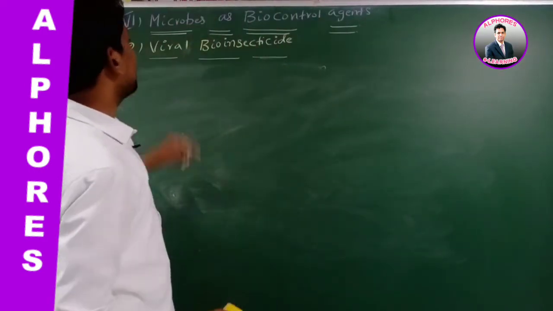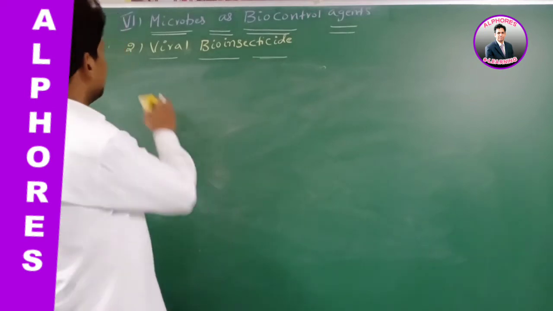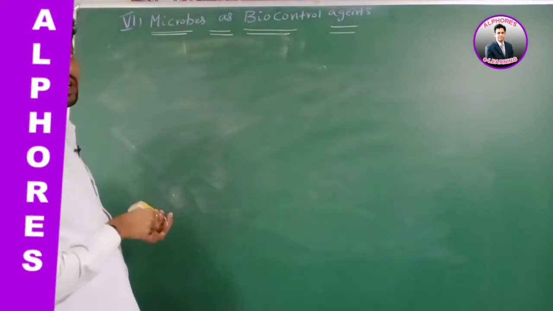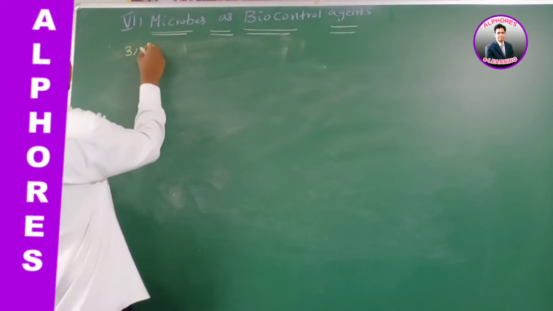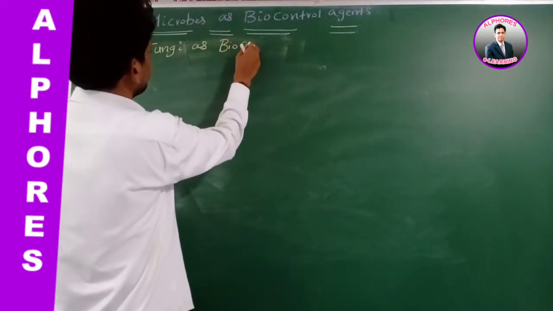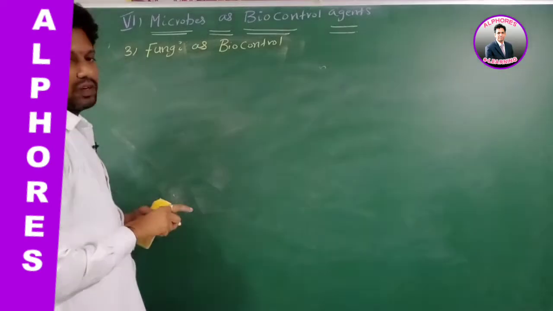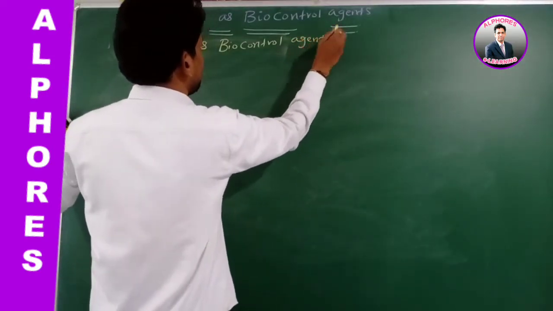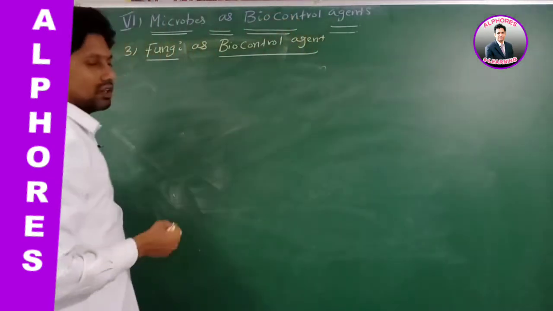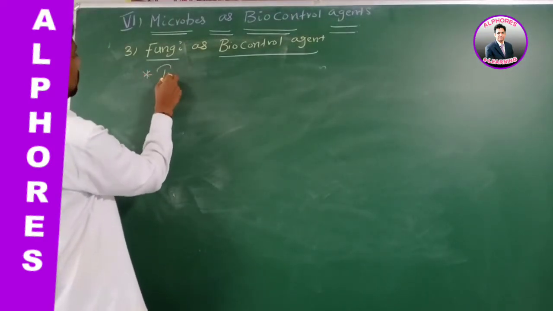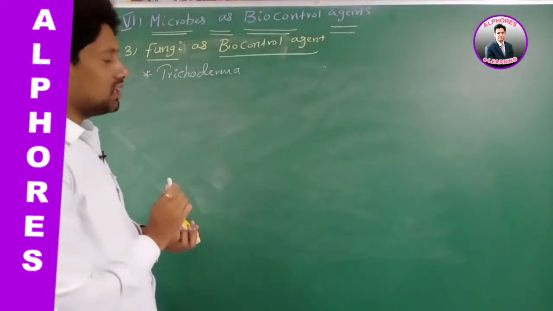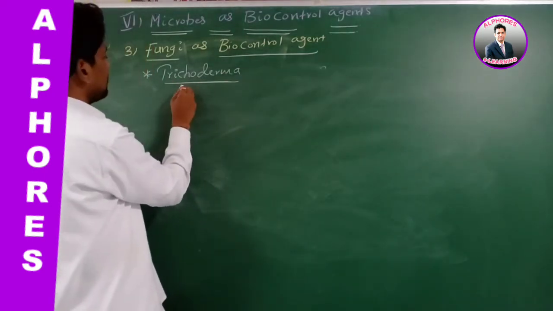Now listen here. We are discussing microbes as biocontrol agents. In this, number three, go for the third one: fungi as biocontrol agent. What is the best example of fungi which is used as biocontrol agent? Trichoderma. I am writing the genus name. What is the genus name? Trichoderma.